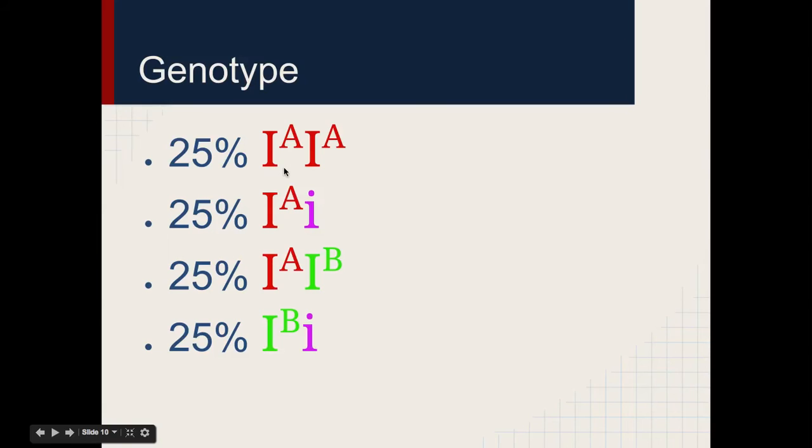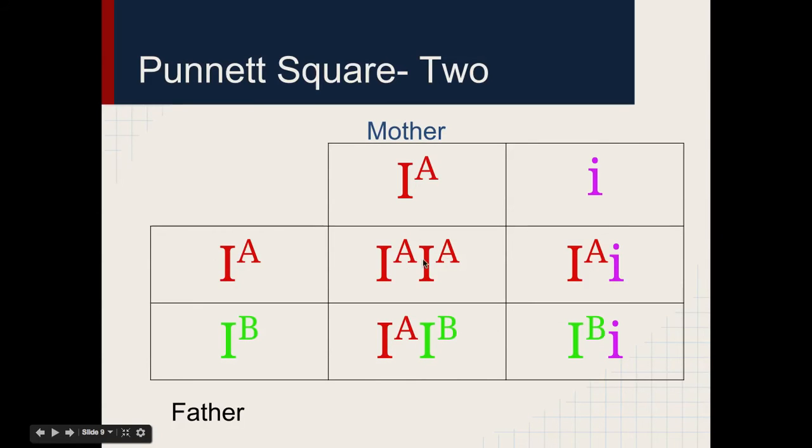For this genotype, we have a 25% chance of IA, IA, a 25% chance of IA with a little i, a 25% chance of IA, IB, and a 25% chance of IB with a little i. If you see, all the squares are different, so that's a 25% chance each. If they all were the same, then it would be a 100% chance.